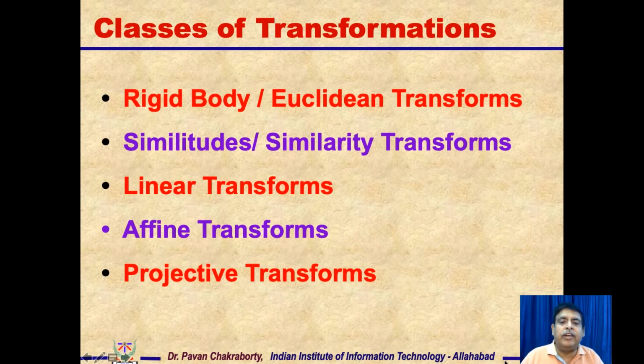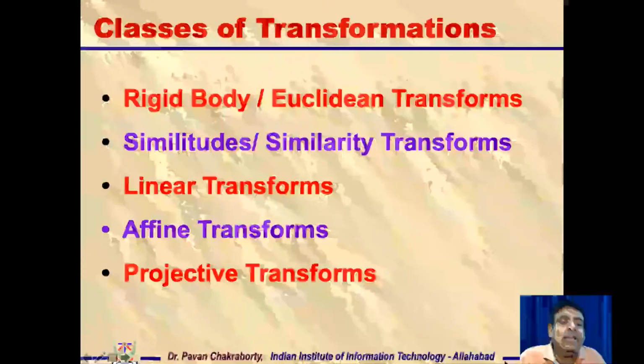The next transformation is the similitude or similarity transformation. Here I could enlarge the object, I could scale the object. So this is a similarity transformation. We will see what is a linear transformation, and we will see that some transformations unfortunately are not linear transformations, and therefore it is necessary to make them linear.